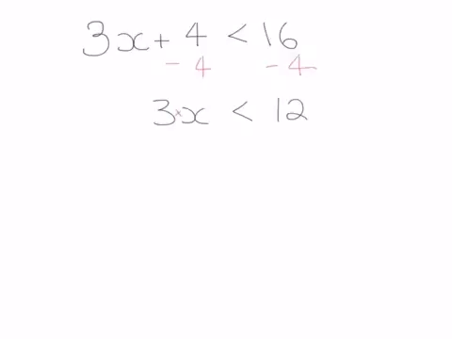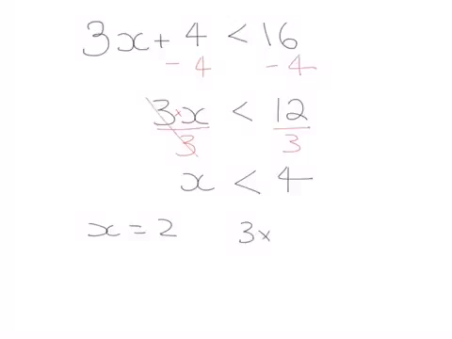This is really 3 times x. Opposite of timesing by 3 is dividing by 3. The 3's cancel, so I'm left with x is less than, and 12 divided by 3 is 4. So any number that's less than 4 will solve this inequality. Let's pick a number less than 4, maybe 2. We know that 3 times 2 plus 4 is 6 plus 4, which is 10, and that is indeed less than 16.